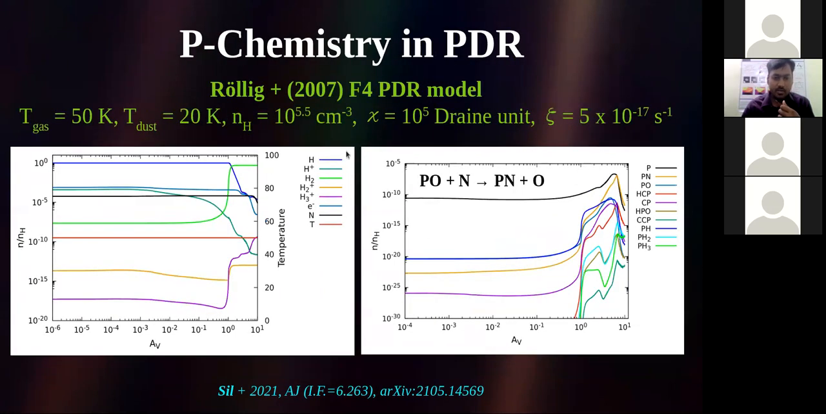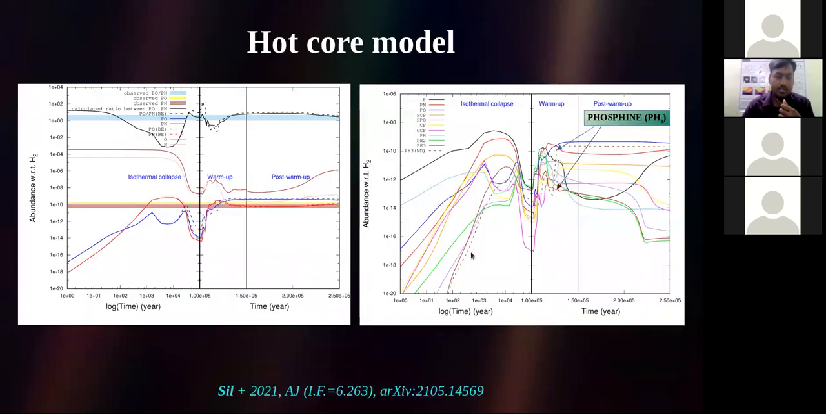For the PDR region, we consider constant temperature in our modeling: gas temperature 50 Kelvin and dust temperature 20 Kelvin. So the red curve is showing a constant value of 50 Kelvin. For the dense cloud environment, we consider a three-phase model: isothermal collapsing phase, warm-up phase, and post-warm-up phase. In the isothermal collapsing phase, the temperature is kept constant at 10 Kelvin. In the warm-up phase, it is increased from 10 Kelvin to 200 Kelvin to produce a hot core. And in the post-warm-up phase, it is kept constant at 200 Kelvin.